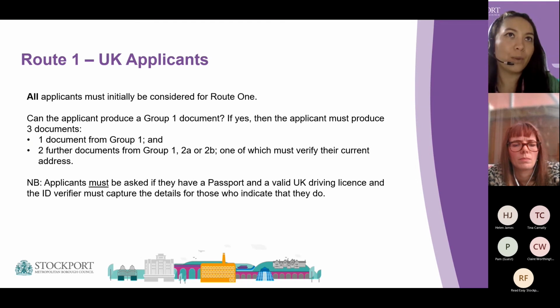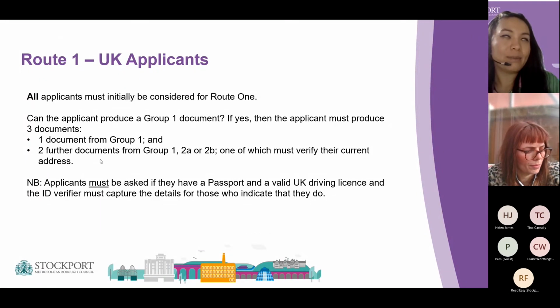So route 1 is 1 document from group 1 and then 2 further documents from any of the groups. So group 1, group 2A or group 2B. And one of them must have their current address on them. So an example would probably be a passport from group 1, and then they could provide a driving license from group 1 and then a bank statement from group 2B.